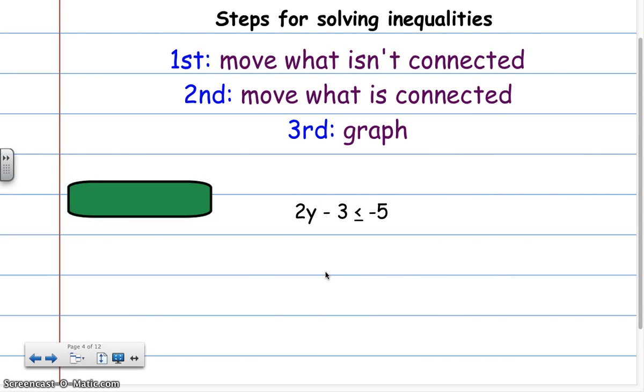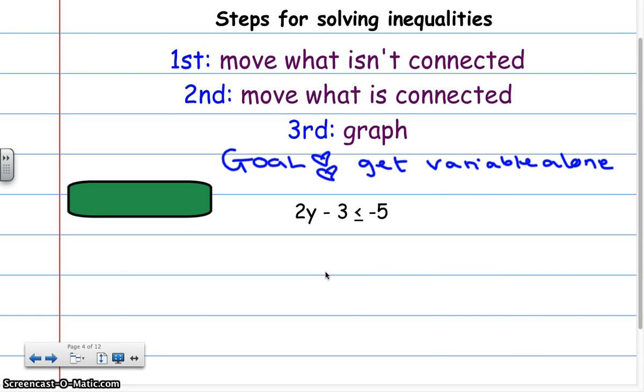I cannot graph this inequality yet, because y isn't alone. So our goal is to always get the variable alone. You cannot graph until you get the variable alone. So that is always my goal. Get it alone. So this is 2y minus 3 is less than or equal to -5.